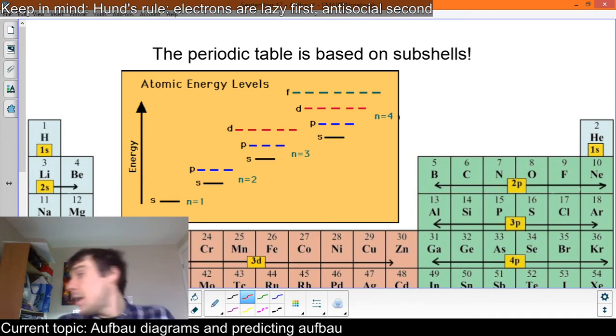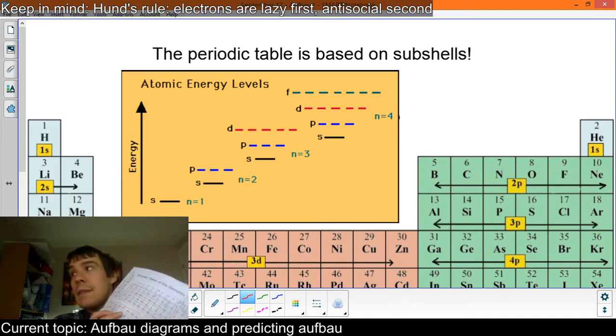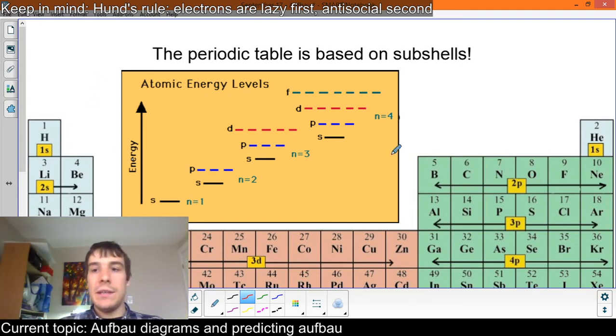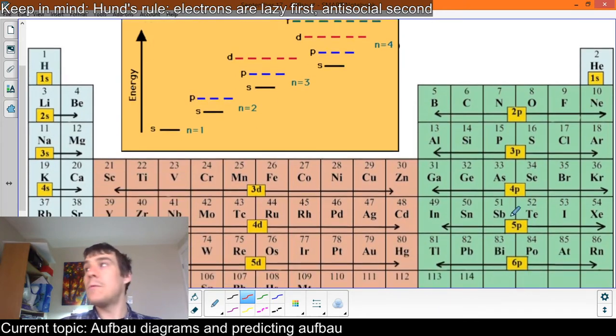Or, better yet, we always have a periodic table available to us. Just use the periodic table, right? This is number 1, it's in 1s. This is number 2, it's in 1s. Numbers 3 and 4 are in 2s. 5, 6, 7, 8, 9, 10 are 2p. 11, 12 are 3s. These guys are 3p, then 4s, 3d, 4p.